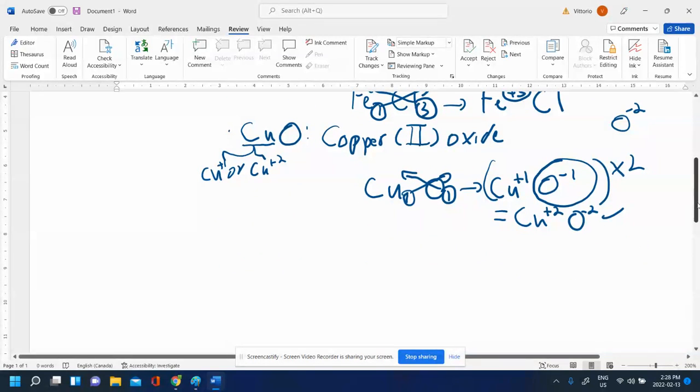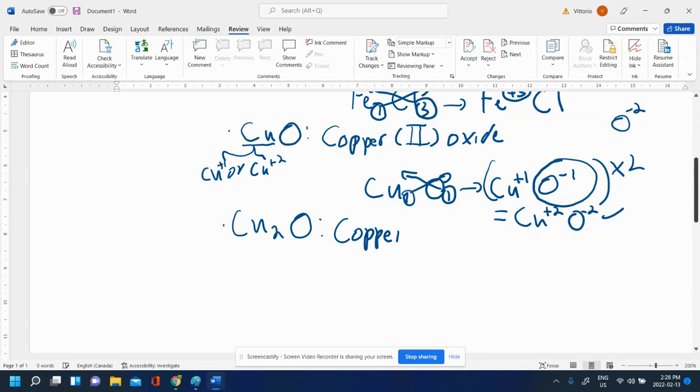So that's copper 2 oxide. Let's take a look at another example. Cu2O. So we have copper something oxide.